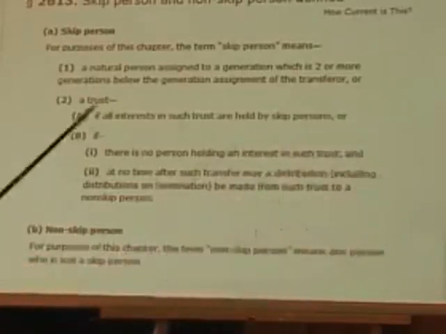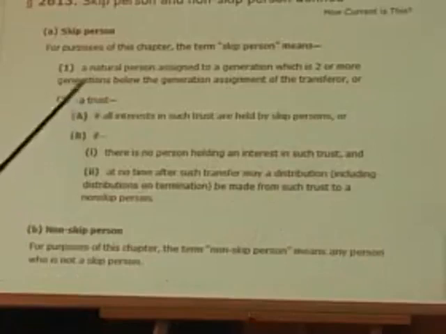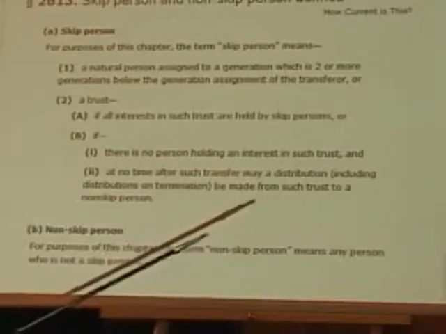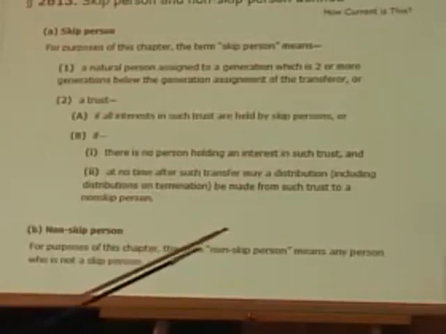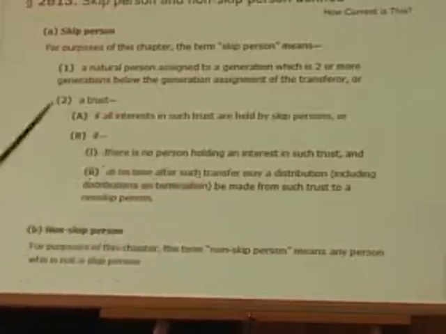Now let's go to 2652. Can you explain what a skip person is? It's a trust. Number two, it can also be a natural person assigned to a generation which is two or more generations below the generation assignment of the transferor. That means, you know what a generation means?